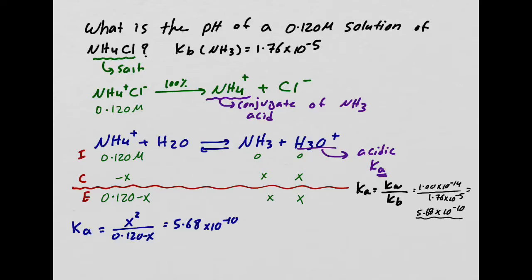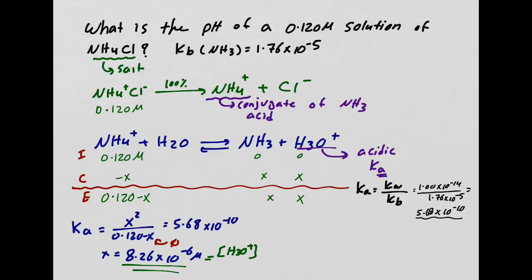Then what am I going to do? You're going to love this. I'm going to assume that x is 0 in the denominator to make the math so much easier. I can do that because the Ka value is so small. Whatever x is, compared to 0.120, it's going to be a very, very tiny value. So assuming that, what you get for x is 8.26 times 10 to the minus 6 molar. Yeah? Now, what does x represent that is going to help me out? I can almost hear you: hydronium.